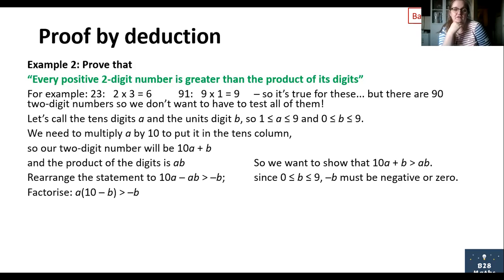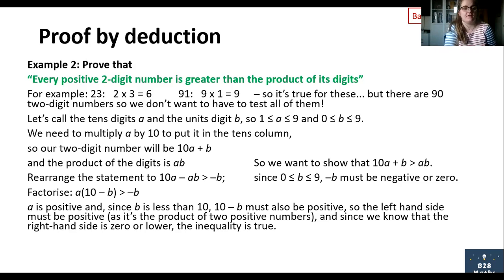So we want to factorize this now. Our next step is factorization. When we factorize it, we end up with A brackets 10 minus B, so 10 minus B multiplied by A will give us 10A minus AB. A is positive, okay? And since B is less than 10, 10 minus B must also be a positive number. So the left-hand side must be positive, as it's a product of 2 positive numbers. And since we know that the right-hand side is 0 or lower, the inequality is true.